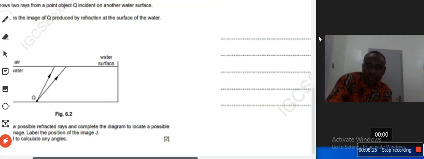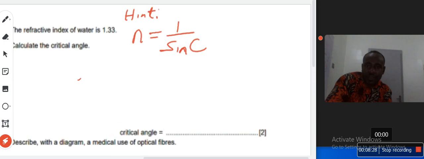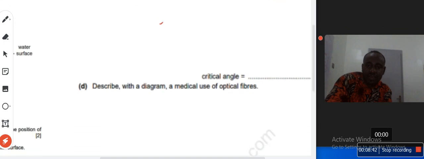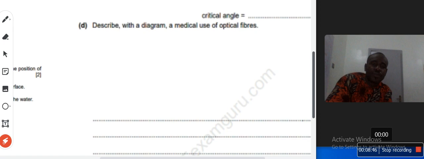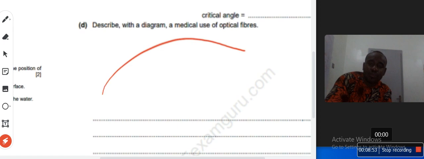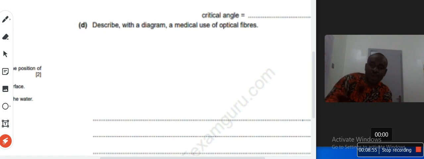Discussed that earlier. Now, another part of the question says the refractive index of water is 1.33. Calculate the critical angle. You know, the formula is refractive index is 1 over sine of critical angle. We can find out using that formula. Now, it says describe with a diagram the medical use of optical fibers. Optical fibers can be used in an endoscope, the instrument that doctors use to observe the internal organs. And we've discussed how optical fibers work. You can find that in the previous lesson.